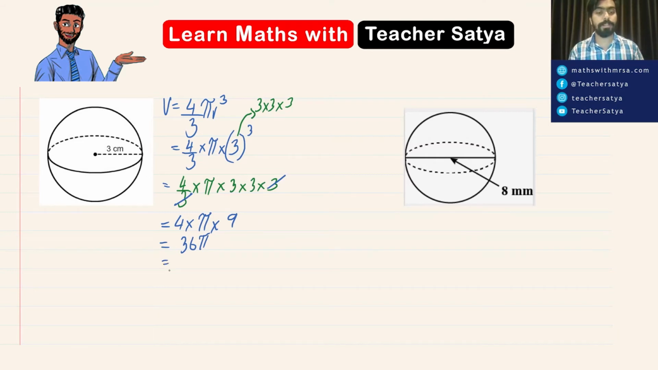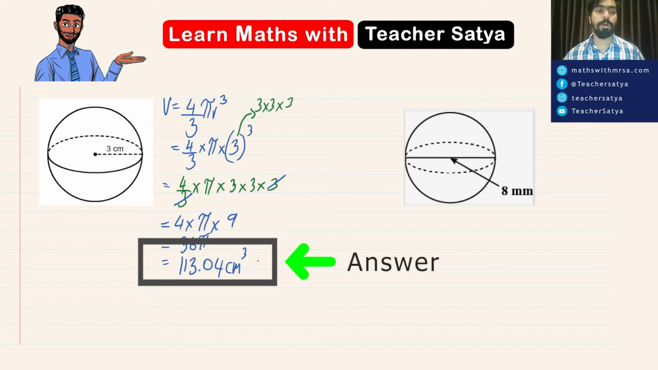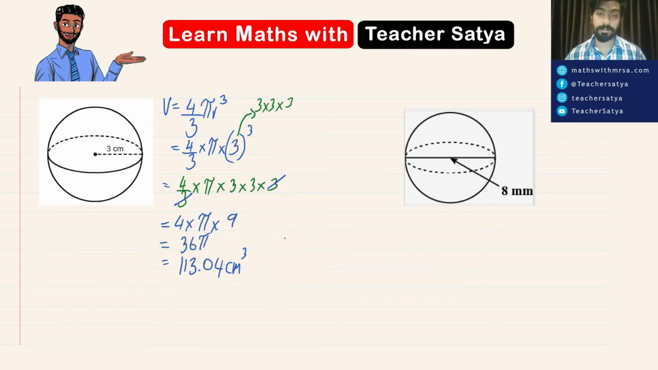Now if we take the value of pi as 3.14, 36 times 3.14 would give us 113.04 centimeters cubed, or cubic centimeters. Alright guys, now let's go to the next question, when we know its diameter.